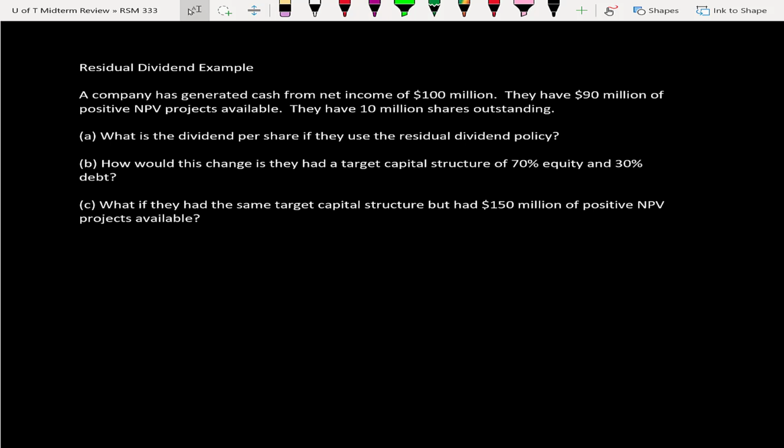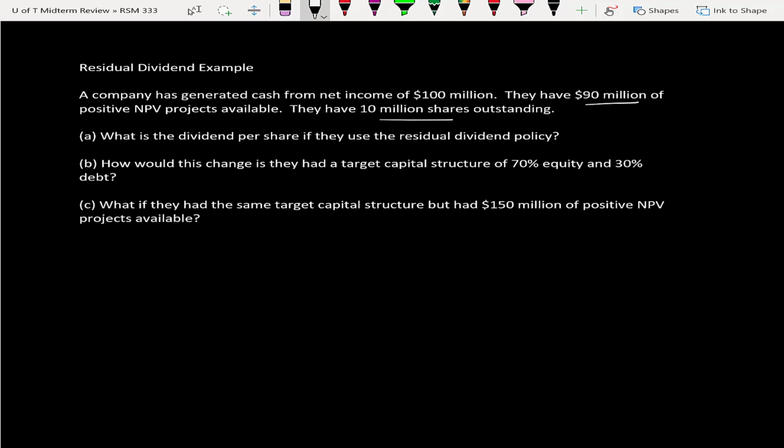Let's do a numerical example illustrating how the residual dividend policy works. Okay, so in this case, we've got a company that has generated cash from net income of $100 million, and they have $90 million of positive NPV projects available, and they have 10 million shares outstanding. What is the dividend per share if they use the residual dividend policy?